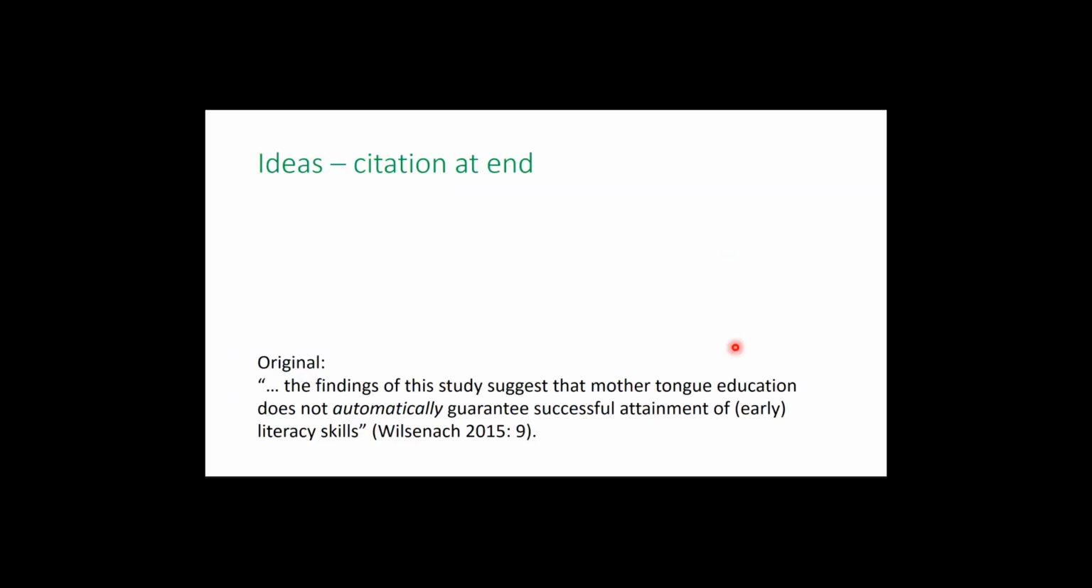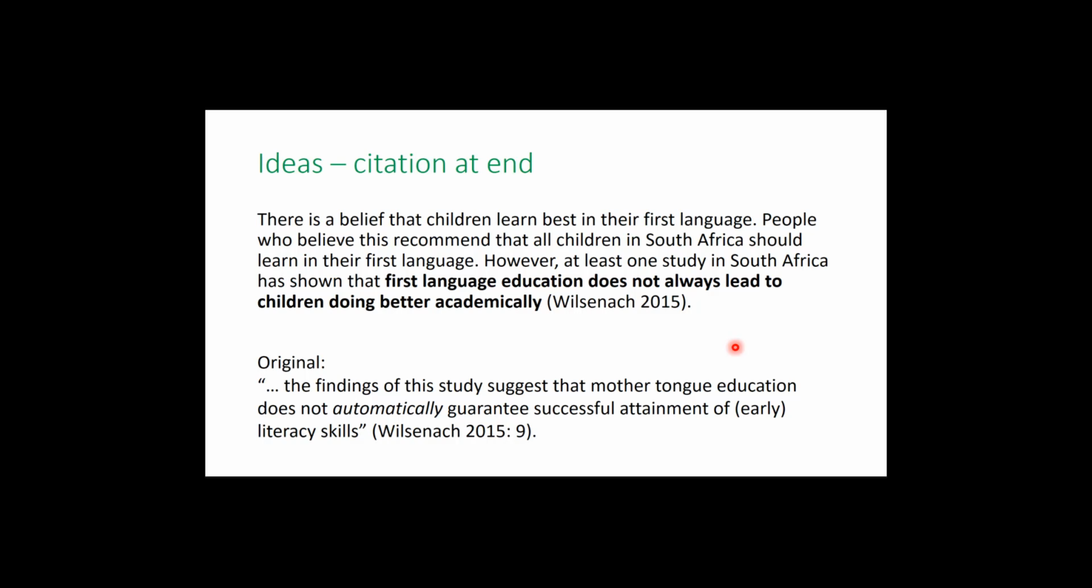So let's look at good paraphrasing. Here's the original. It's a quote. Findings of the study suggest that mother tongue education does not automatically guarantee successful attainment of early literacy skills. Lucy Wilsonach said that in her 2015 publication on page 9. And so I want to use this idea in my work, and I say there's a belief that children learn best in their first language. People who believe this recommend that all children in South Africa should learn in their first language. However, at least one study in South Africa has shown that first language education does not always lead to children doing better academically. And this is correctly cited.